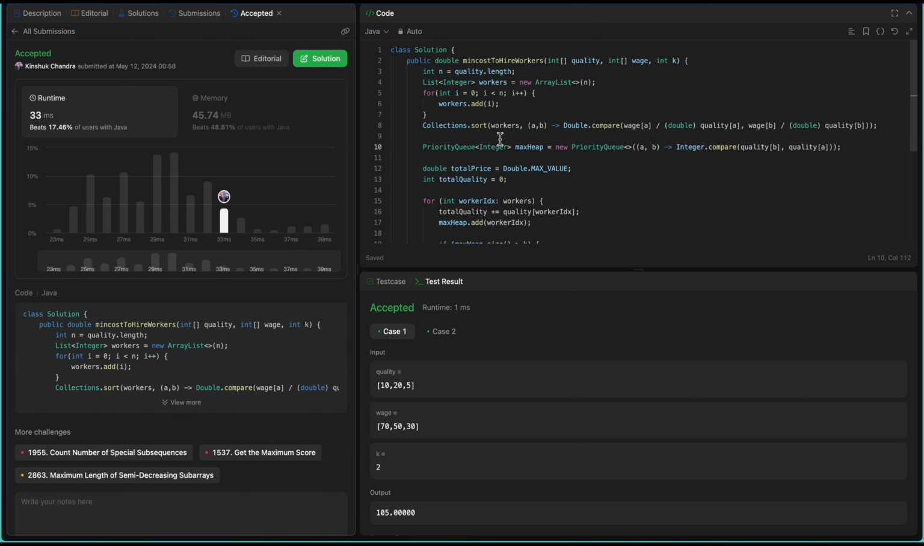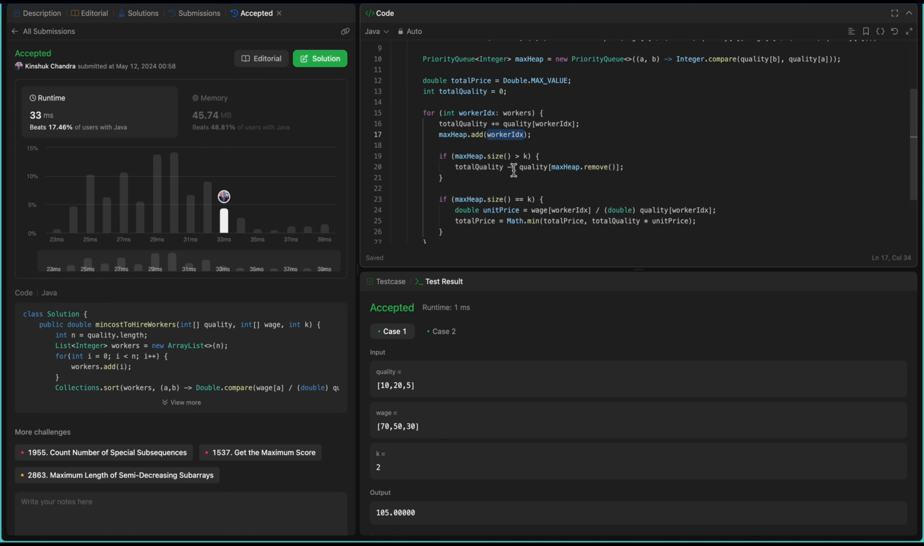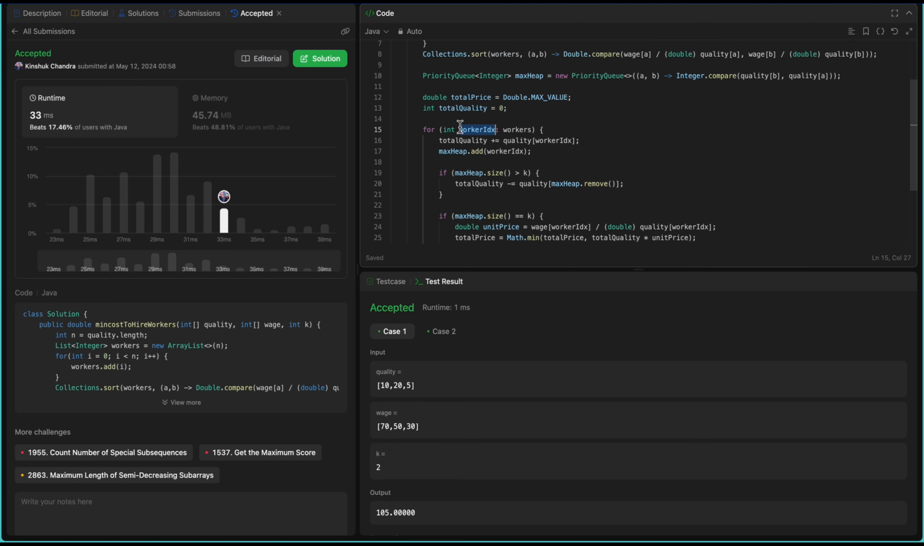Cool. Yeah, I think it's still slow, but it's still accepted. So the time complexity in this case will be, for sorting, I think it will take O of n log n time, right? And then we create a priority queue of size k. So adding and removing will take log k time. And we are doing it for n workers, so it will be n log k. So overall time complexity will be O of n log n.